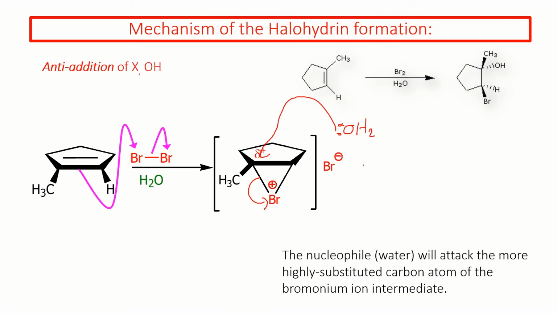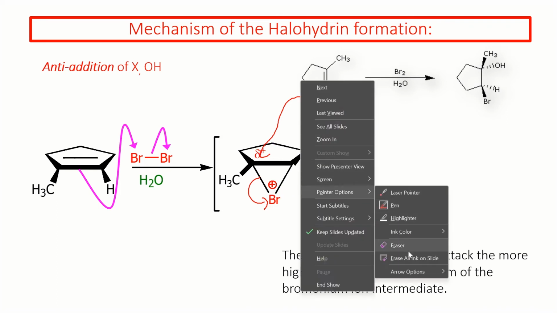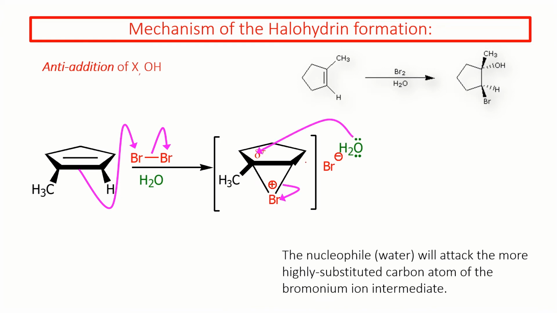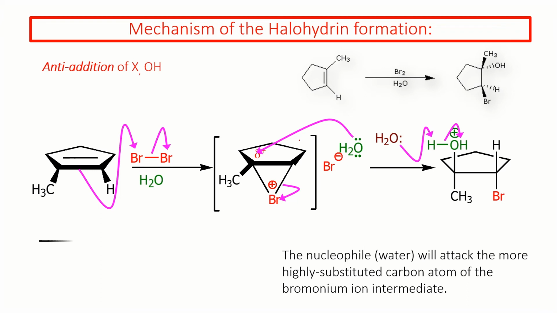So this anti-attack will result in this trans arrangement of the precursor OH, which you can then deprotonate to give you your product. So it's a trans arrangement, or anti-arrangement, of the OH to the bromine, the halohydrin reaction.